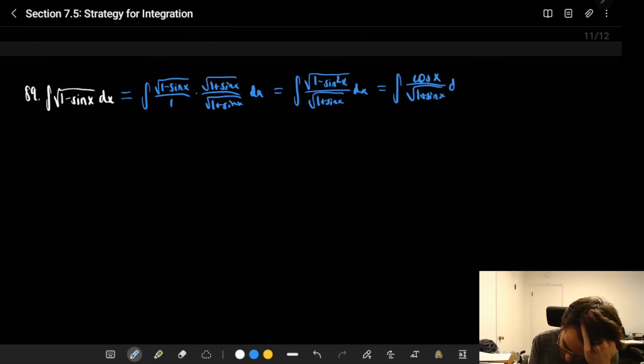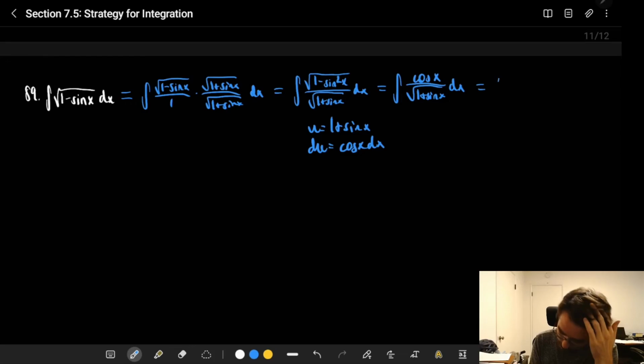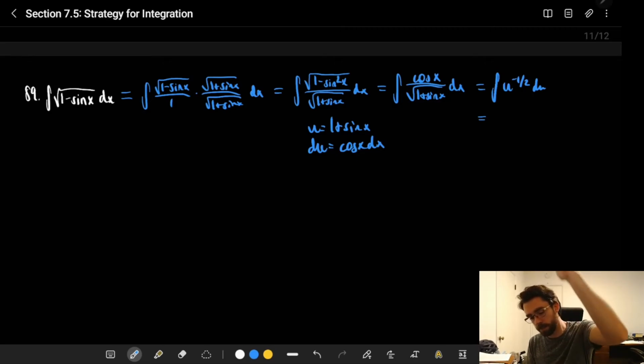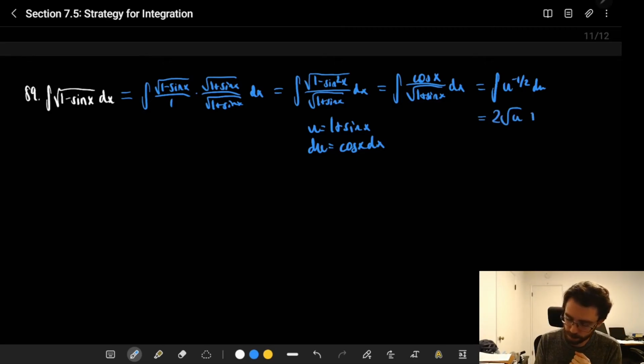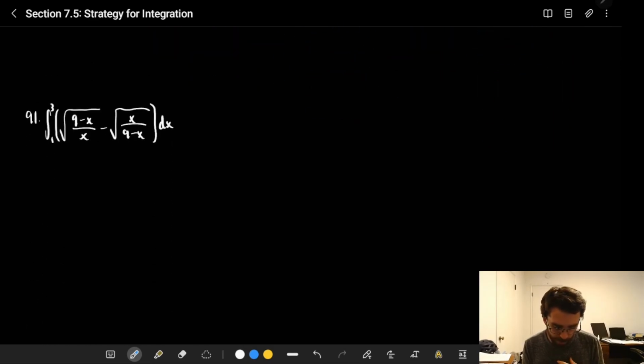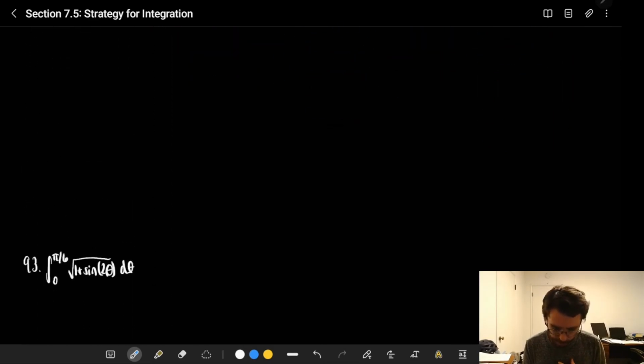And a u sub should finish us up. Pick what's under the square root. Du is then cosine x dx, which already appears in the integrand. So this is basically u to the negative 1/2 du that we're integrating. Yes, it is. And that integrates to u to the positive 1/2 over 1/2, which is 2 root u, which is 2 square root 1 plus sine x plus c. Great. Into the 90s. Yeah, we just have 2 more.